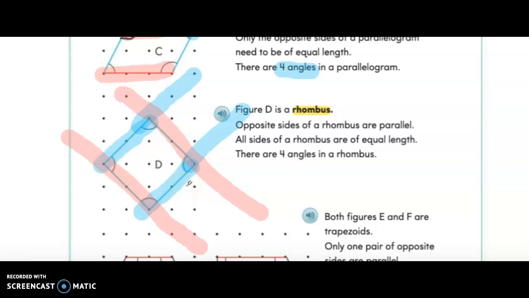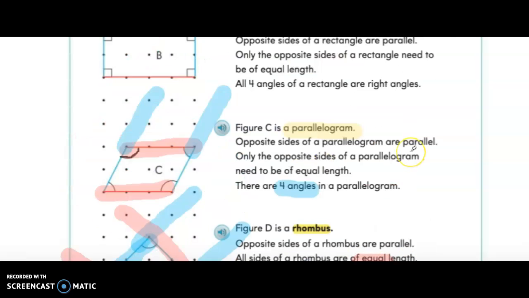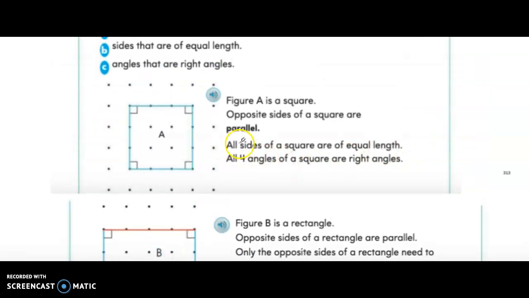Now, all sides of a rhombus are of equal length. This is like a square. All sides are of equal length.